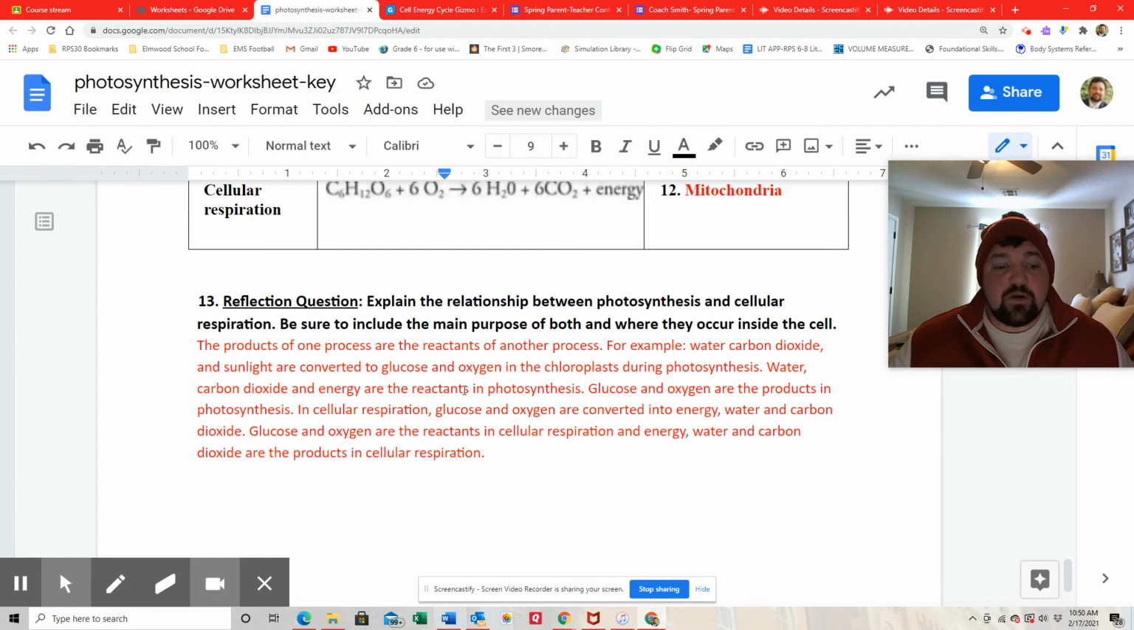And then here's a reflection question. You guys just have your own answer here. Basically talking about that relationship, how they depend on each other. How do animals need energy from plants? And how do plants use the waste of animals to keep producing energy?